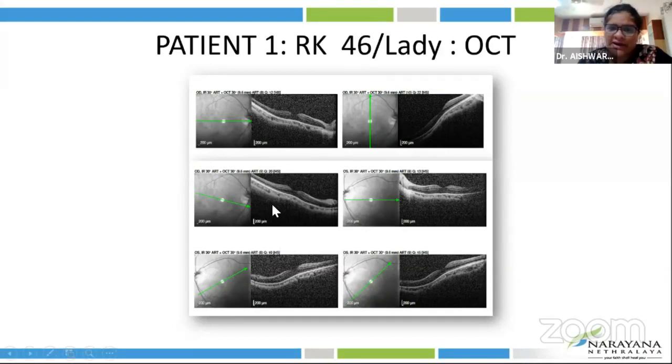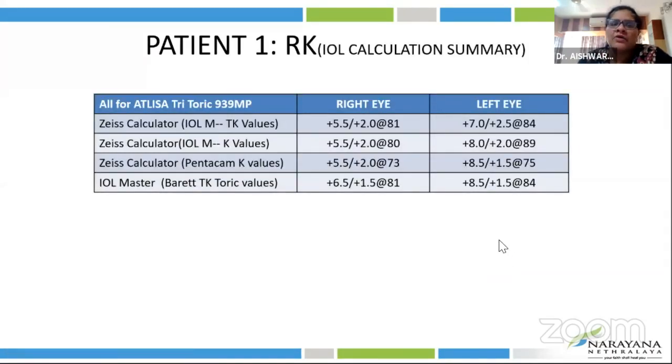The first 3 photographs are for the right eye and the last 3 are for the left eye. Both of them do not show any other changes except for being a myopic fundus. Once the calculation was done, with all the values, with the true K values for the Z-Calc or the Zeiss calculator, we found in the right eye was plus 5.5 with plus 2 astigmatism at 81 degrees.